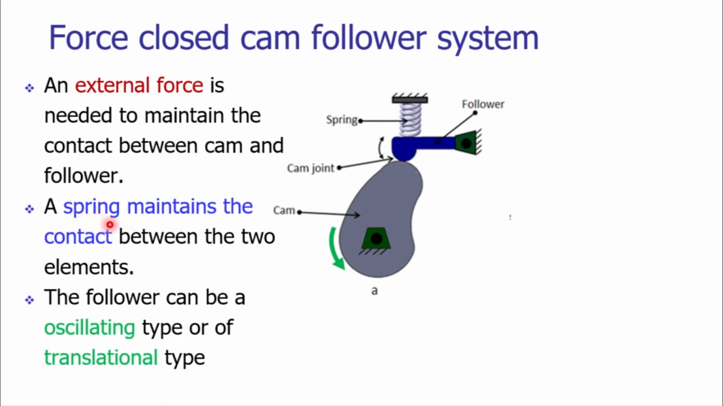So for this purpose, we are using springs in the oscillating motion as well as the translation motion. On your screen, you can see a typical arrangement where the oscillating follower is in contact with the cam due to the application of spring force.